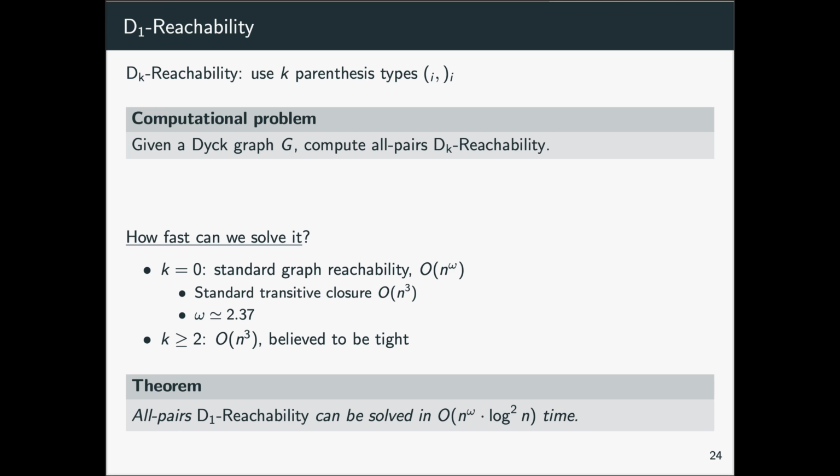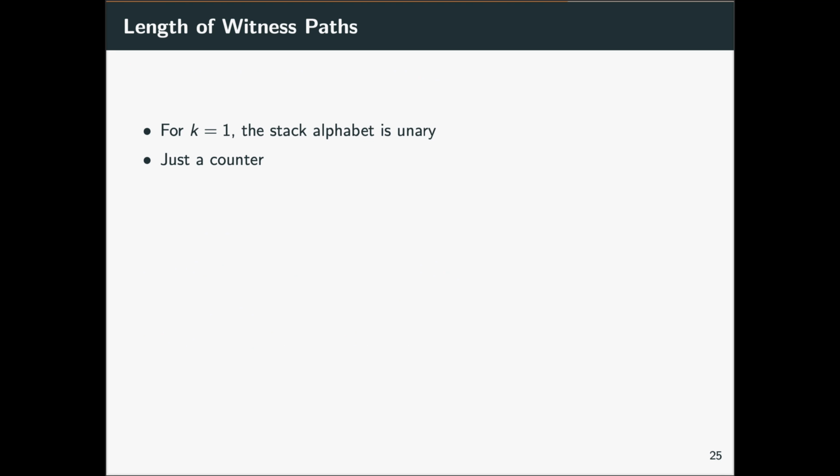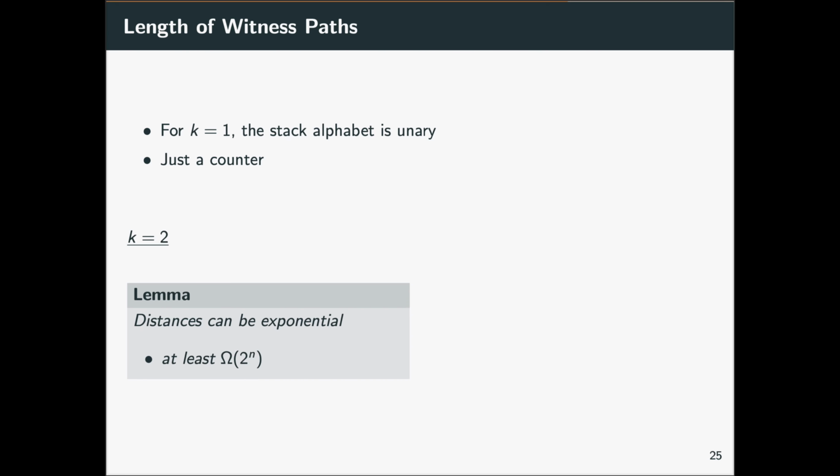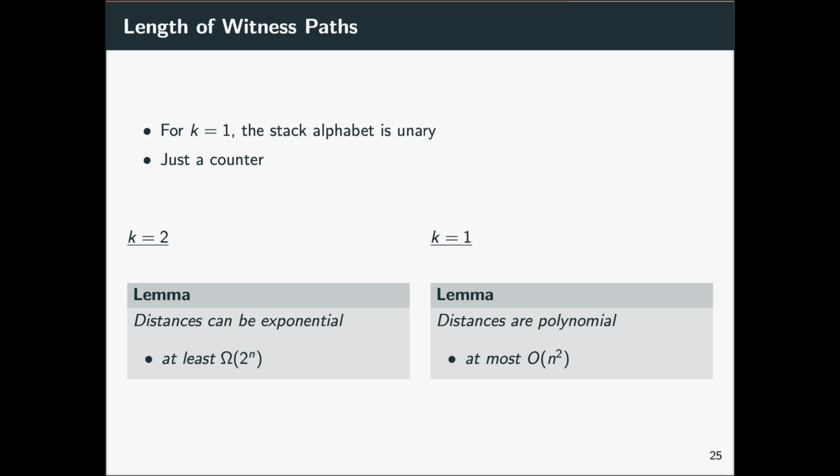So what is the turning point from k equals 2 to k equals 1 that allows the subcubic breakthrough? When k equals 1, the underlying stack alphabet becomes unary and the stack behaves like a counter. This has very distinct qualitative implication because when k equals 2, the shortest path that connects any two nodes can be exponential in length. On the other hand, when k equals 1, all reachability witnesses become at most quadratic in length, so the algorithm that we propose here exploits this property of polynomial witnesses for k equals 1.